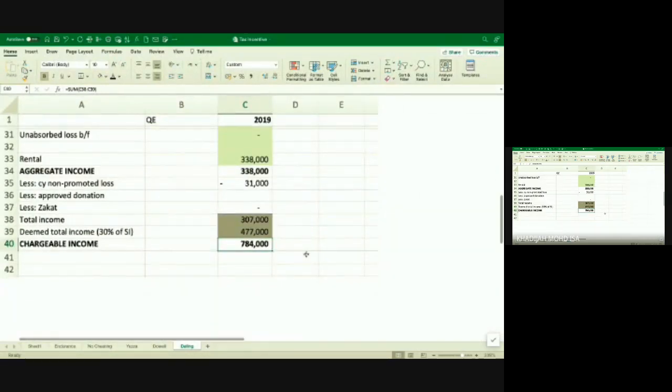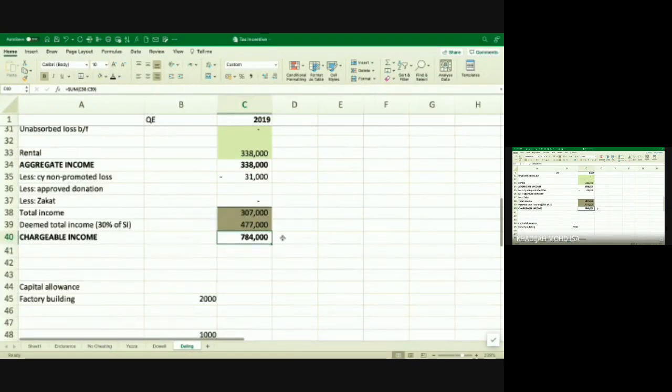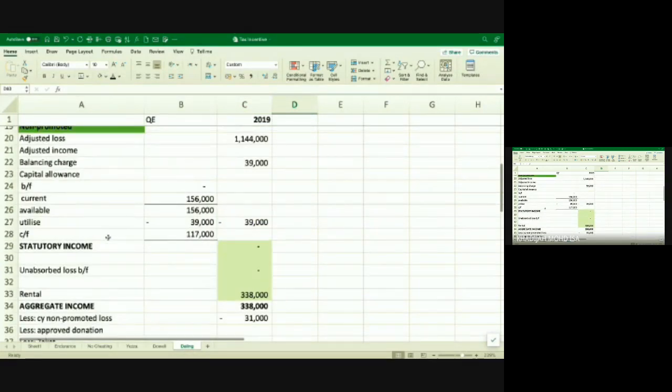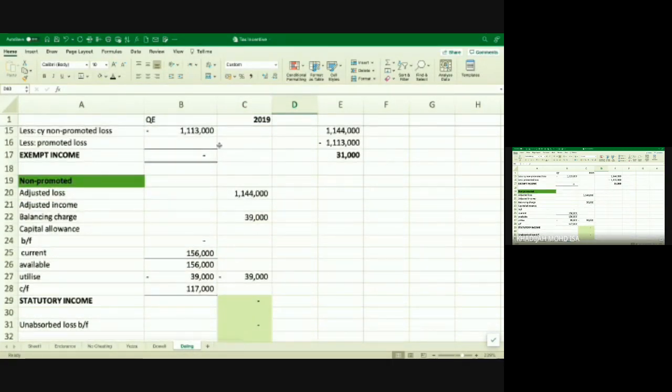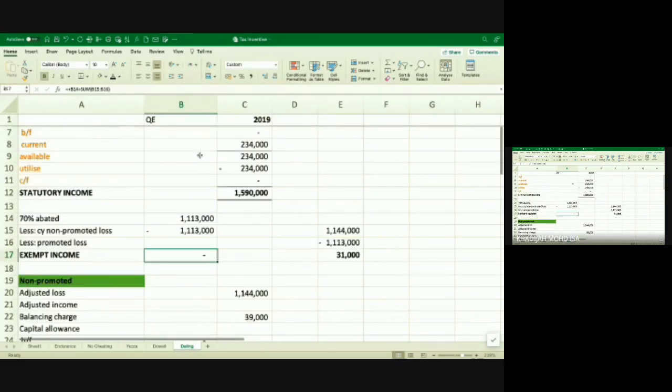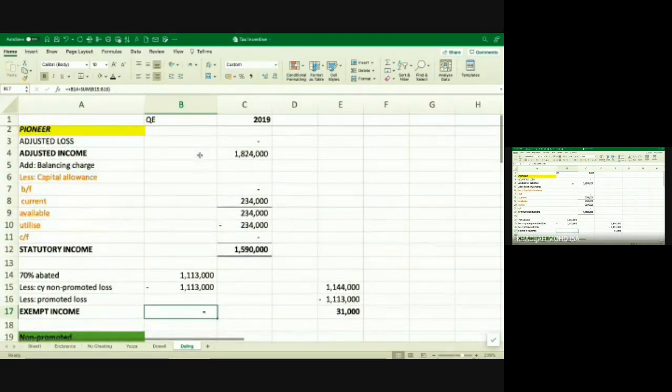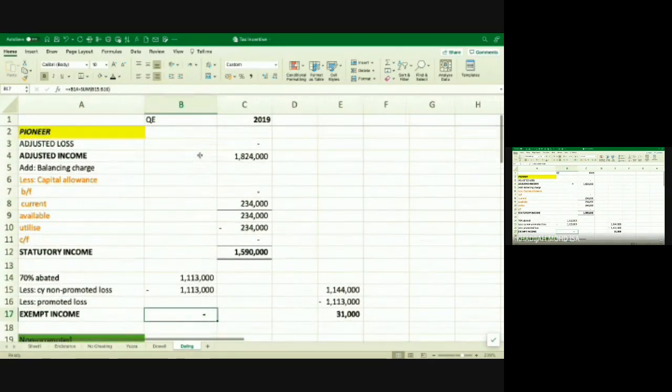So the question asks for chargeable income. The question also asks for the exempt income account, which is zero here. So this is how you do a question for your pioneer status. You always start with pioneer and then compute what is the exempt income account. And then start with the non-pioneer or non-promoted activity and then compute your aggregate income, then your chargeable income.